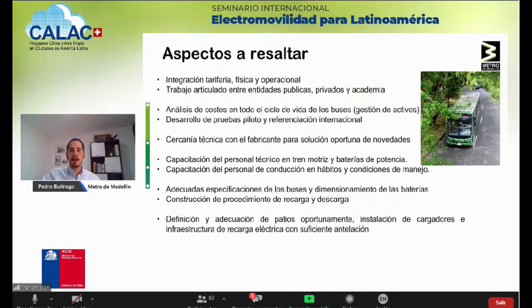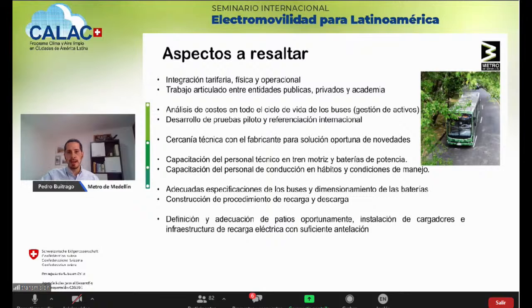We also consider positive and valid and even necessary to implement pilot tests. We shouldn't make decisions just like that. We need to refer to international literature. We need to see how other countries and regions are doing and what results they're obtaining. But it's important to have a clear definition of the specifications of the vehicle according to the city, according to the corridor, and according to the specific need of each region or country. And this can be done through pilot tests.